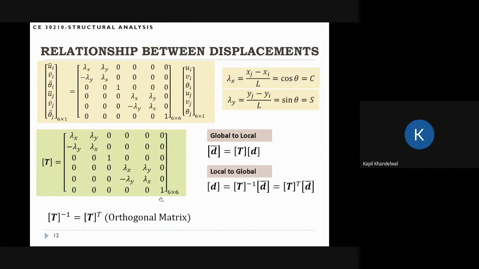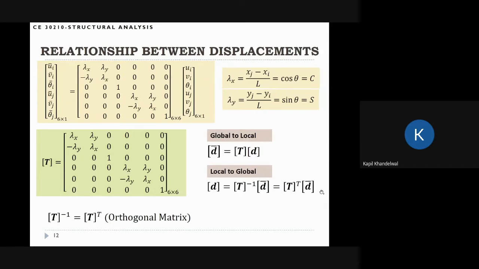It's a 6x6 matrix, so it's a square matrix. We can take the inverse. But the one important observation here is that this transformation matrix T is an orthogonal matrix. So what does it mean? It means that the inverse of this matrix is equal to the transpose. So really, we don't have to do the inverse. We can just take the transpose, and that is equal to inverse. So we can write D is equal to T transpose D bar.